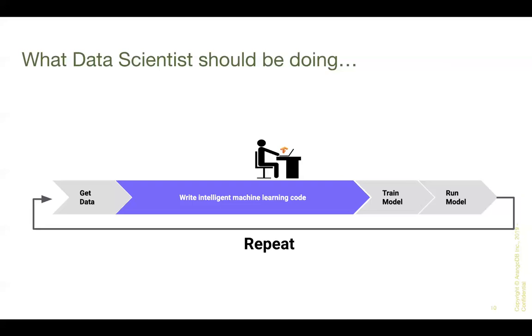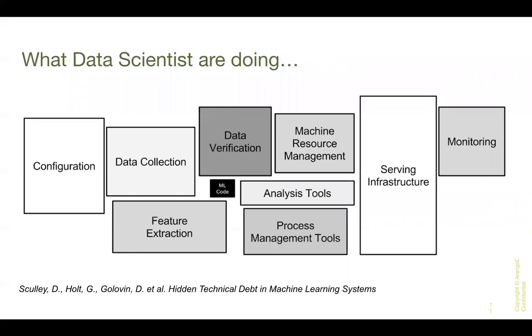Unfortunately, in reality, the picture is very different. This is taken from a paper by Google, so they're probably already pretty advanced compared to most other companies, but the part where a data scientist is actually writing ML code is only the small black box in the middle. All the other parts around it, like data verification and feature extraction, is where he is actually spending most of his time.